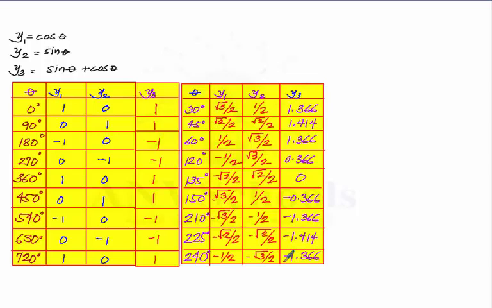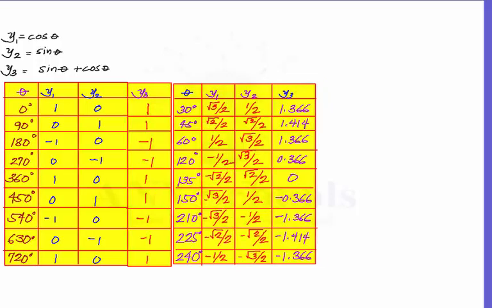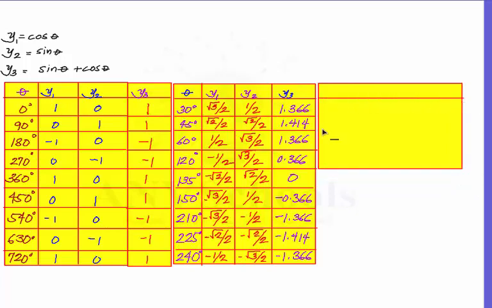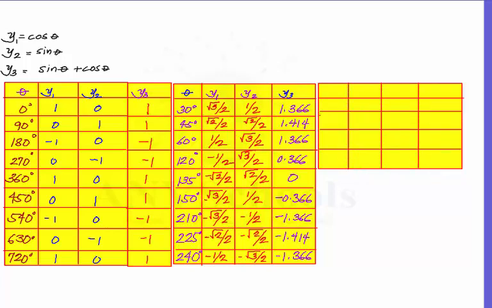So we are missing the last quadrant. So let's write it here, the last set of the angles. We would need 3 more angles. So we have here, here, and here. This is for the theta, y1, y2, y3.